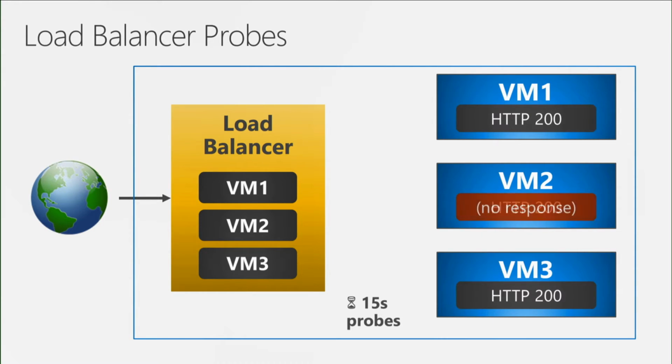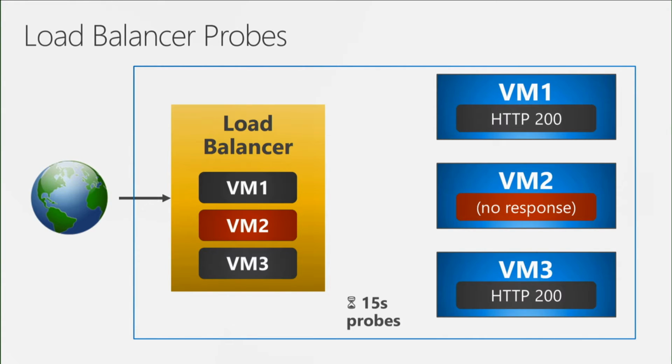It could also be that a machine goes down. In this case, my VM2, for whatever reason, maybe my service went down or it's not responding to the network. So when the load balancer sends a request every 15 seconds, if it gets no response at all, it assumes it can't send traffic to it. And that immediately takes it out of rotation so that no traffic will be sent to that VM.